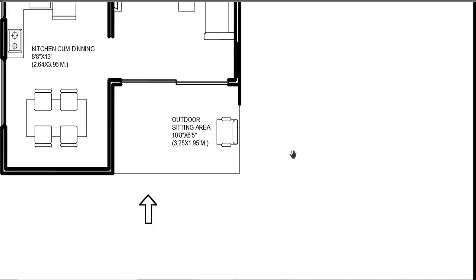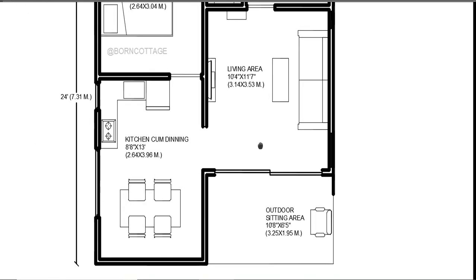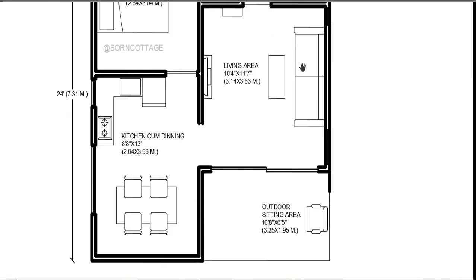In the front we have an outdoor sitting area and also a sliding door. After that we'll go inside. So we have the living area. You can see here the sofa arrangement, tea table arrangement, TV unit on the front wall, and two large size windows for ventilation and light purpose of this area.